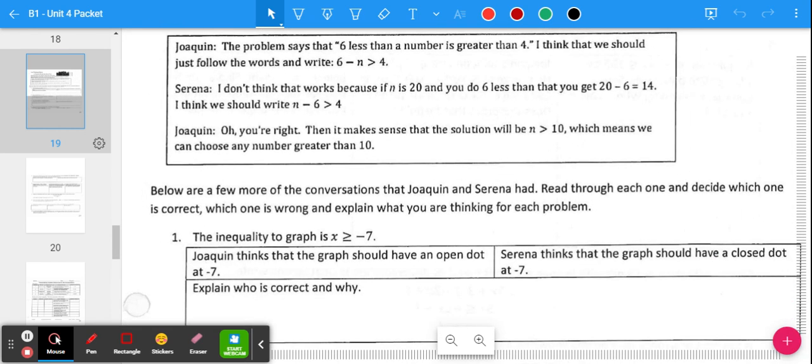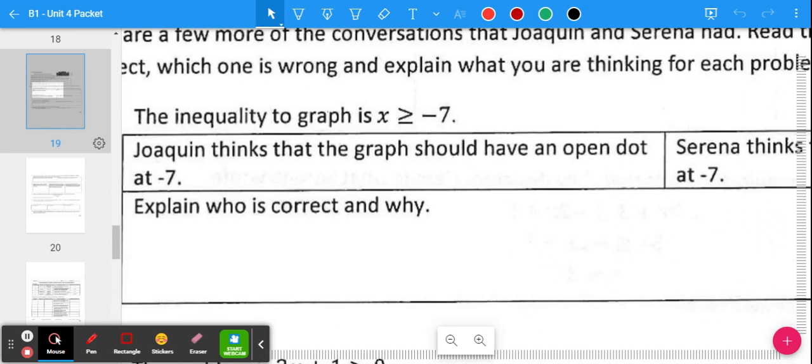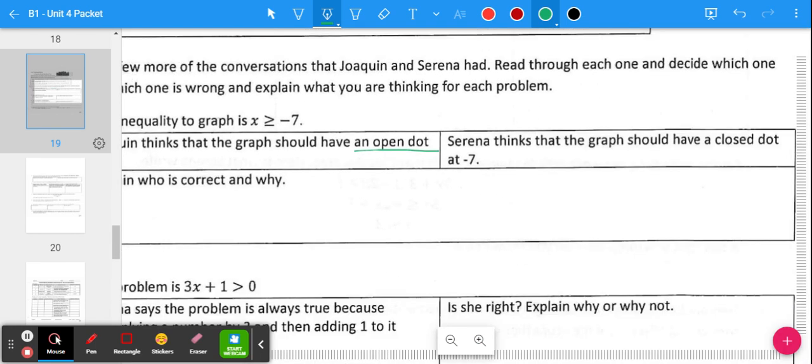So there are several other conversations between Joaquin and Serena on this paper. The very first one says the inequality to the graph is x is greater than or equal to negative 7. Joaquin thinks that the graph should have an open dot at negative 7. Serena thinks that the graph should have a closed dot at negative 7.